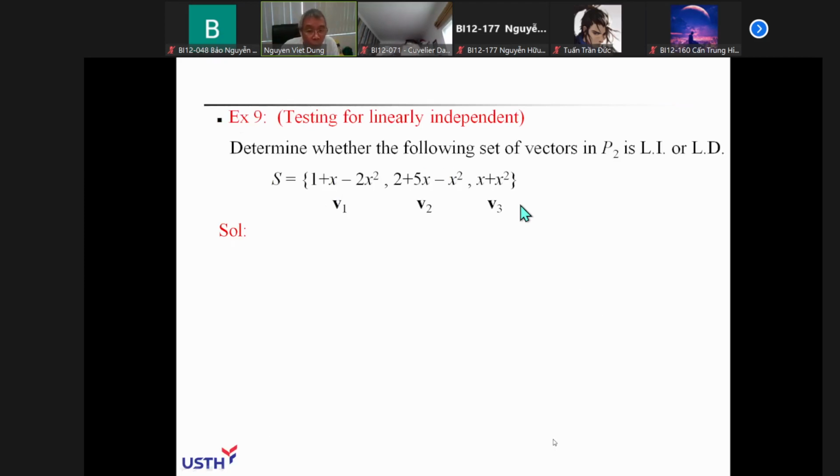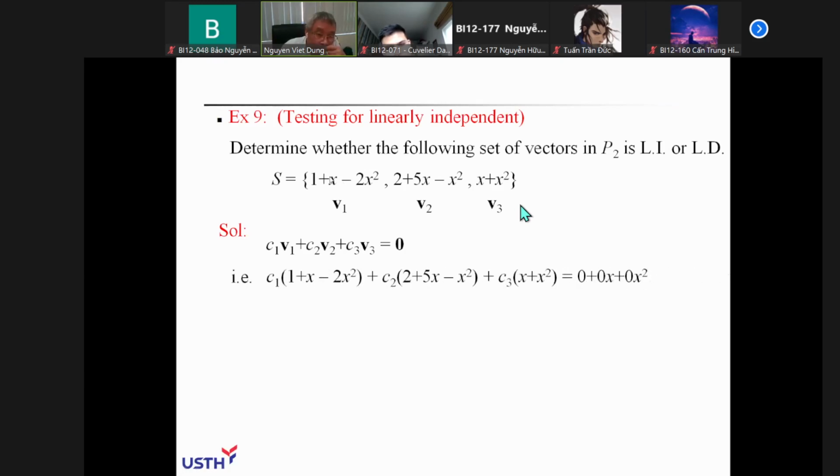The next one, you consider three vectors like that. They are vectors inside P2. So I recall that P2 is the space of polynomials of degree less than or equal to 2. So we consider v1, v2, v3 like that. And if we want to see whether they are linearly independent or linearly dependent, we need to look at the equation once again. And we substitute v1, v2, v3 to be like that. And the equation says it equals the 0 vector.